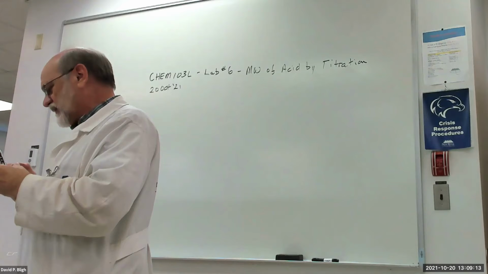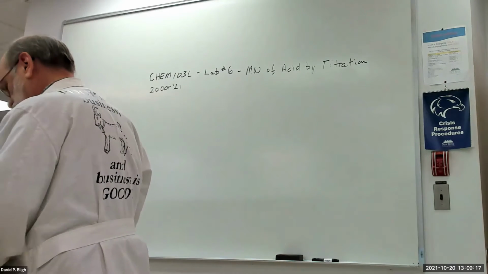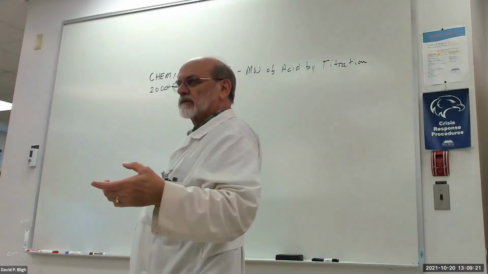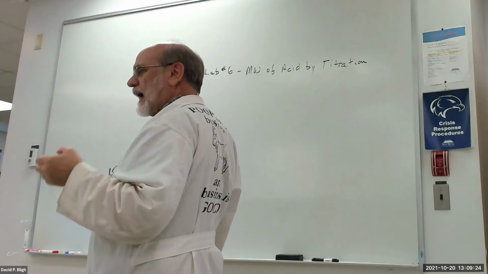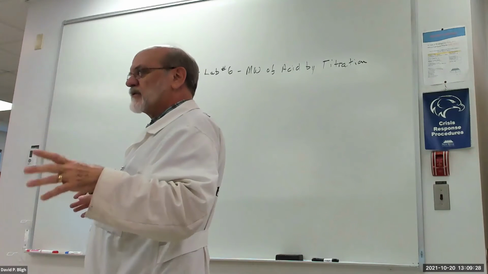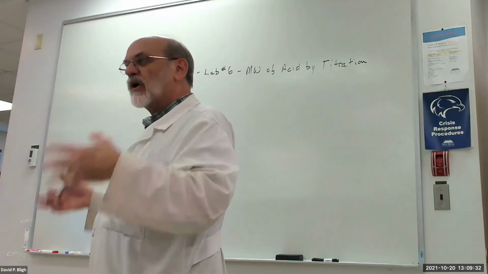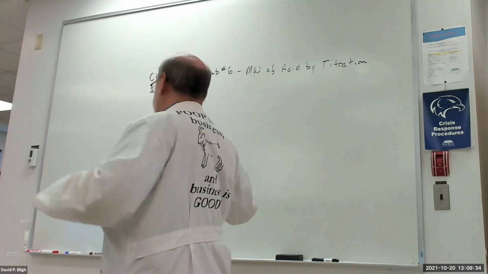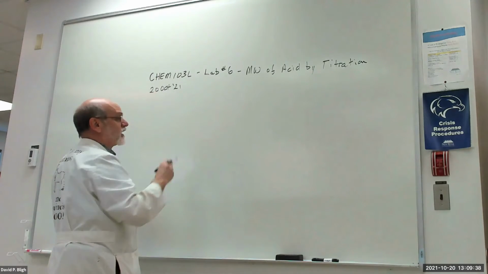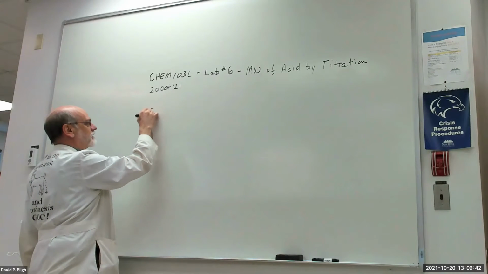The whole point of this lab is to determine the molecular weight of a molecule. And there are a host of different ways to determine molecular weights. It just depends on your target. In this case, we're going to determine it using titration because our target is an acid. It's citric acid.